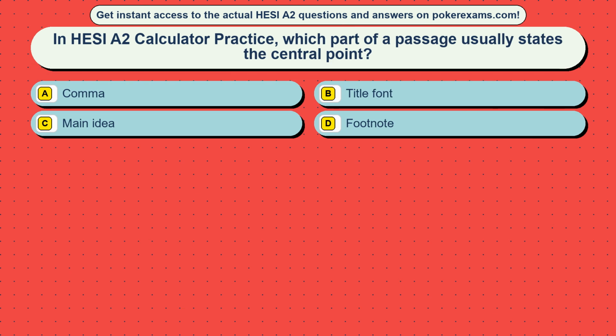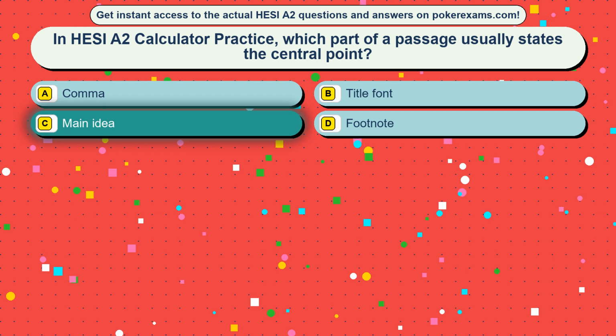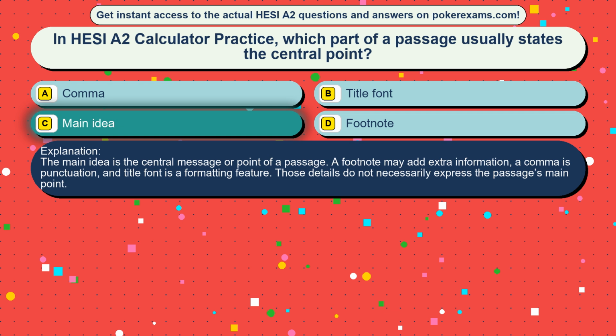Question 43. In HESI A2 Calculator Practice, which part of a passage usually states the central point? Option A, comma. Option B, title font. Option C, main idea. Option D, footnote. The correct answer is option C, main idea. The main idea is the central message or point of a passage. A footnote may add extra information, a comma is punctuation, and title font is a formatting feature. Those details do not necessarily express the passage's main point.